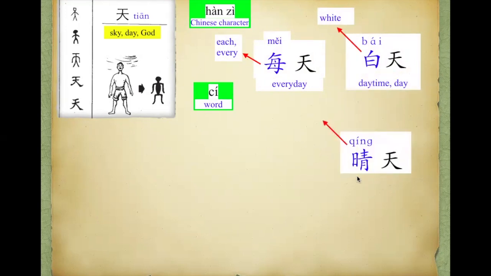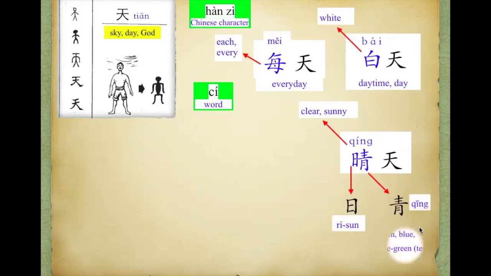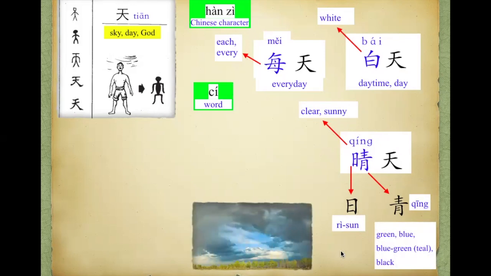晴天, 晴 means clear, sunny. On the left part, it's 日, that means sun. On the right part, it's 青, which means green, blue, or black. So that means 晴, clear, sunny, relates to the sun and the color green, blue, black. What does that mean? Ah, that's what the picture talks about.